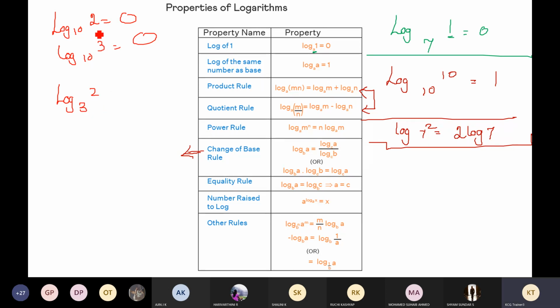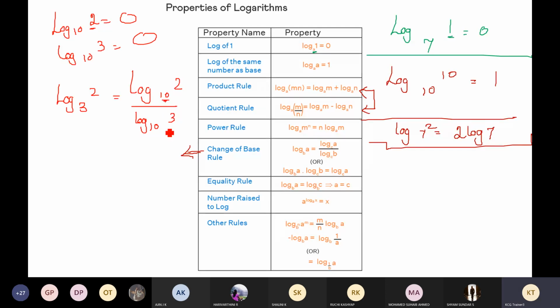So you just told me to find out log of 2 to the base 3, but I know the value only for log of 2 to the base 10. What do I do then? So in this case, this value can be written as log 2 to the base 10 divided by log 3 to the base 10. Not necessarily 10, any number, any common base.